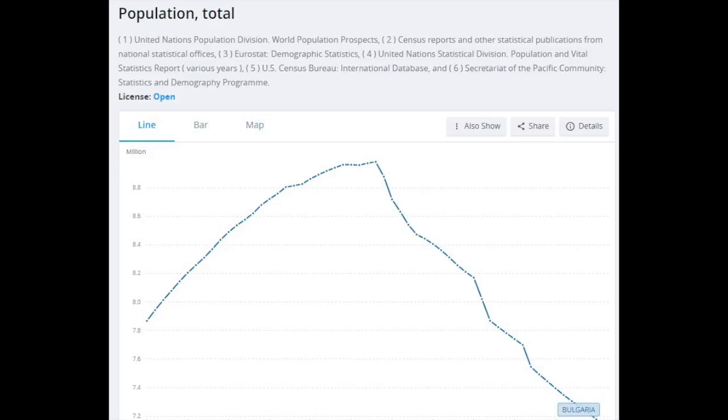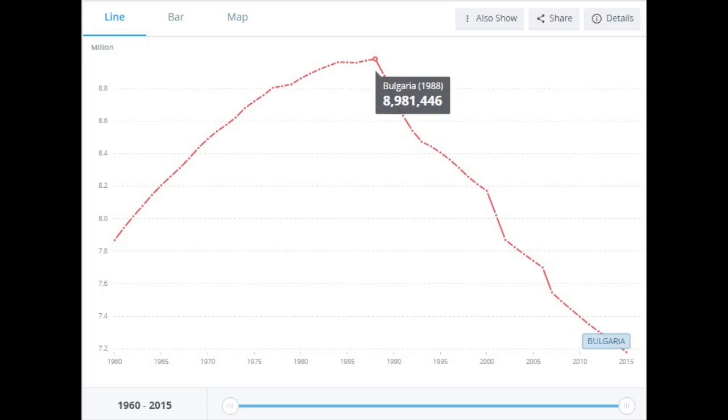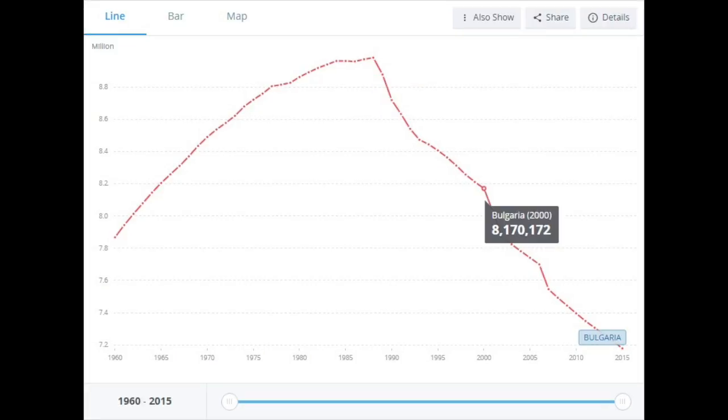The total population of Bulgaria decreased because the government has to tackle the issue of high concentration of investment and resources in certain regions at the expense of others, discussing regional inequality causing poverty and death in certain regions. For example, in 1988 the population was 8,981,446. And in 2000 it was 8,170,172. This shows an exponential decrease.